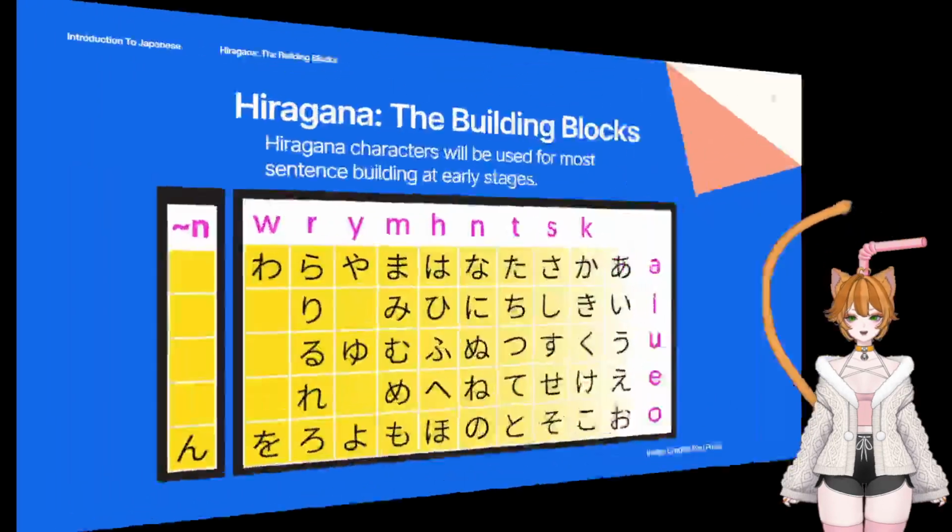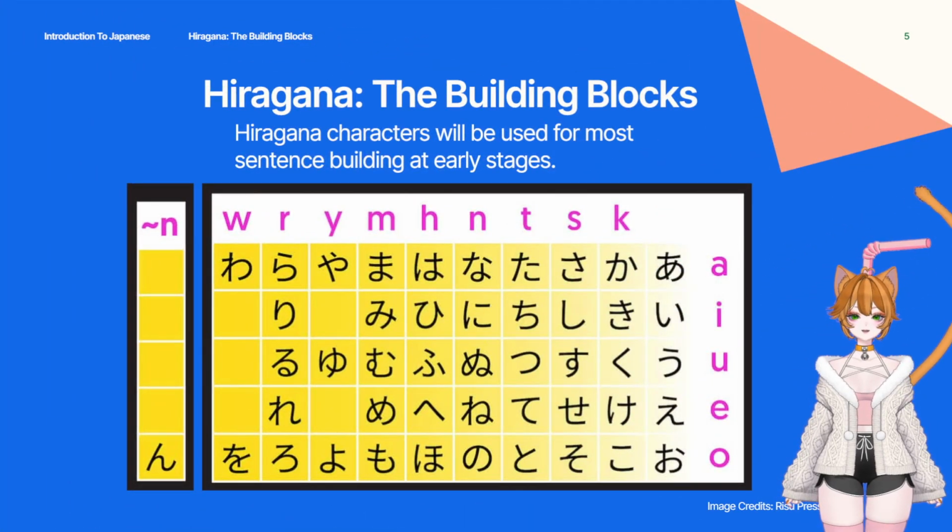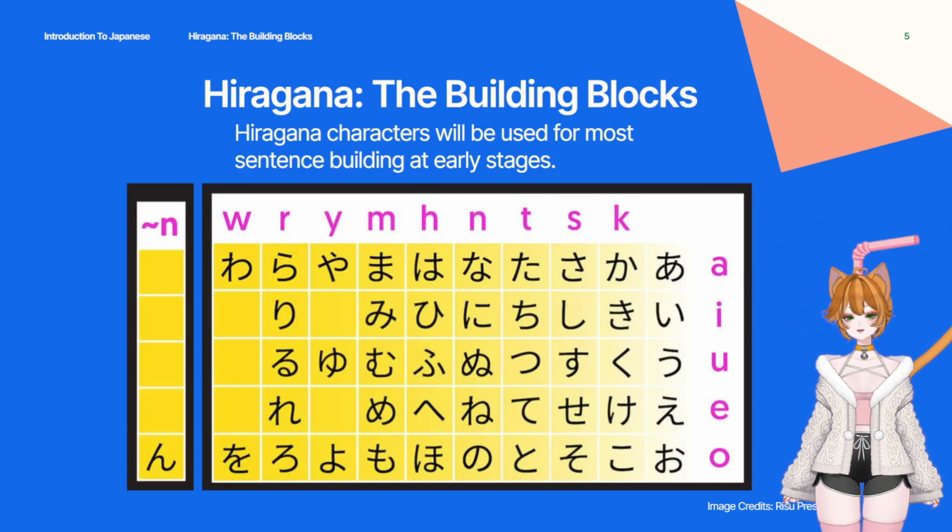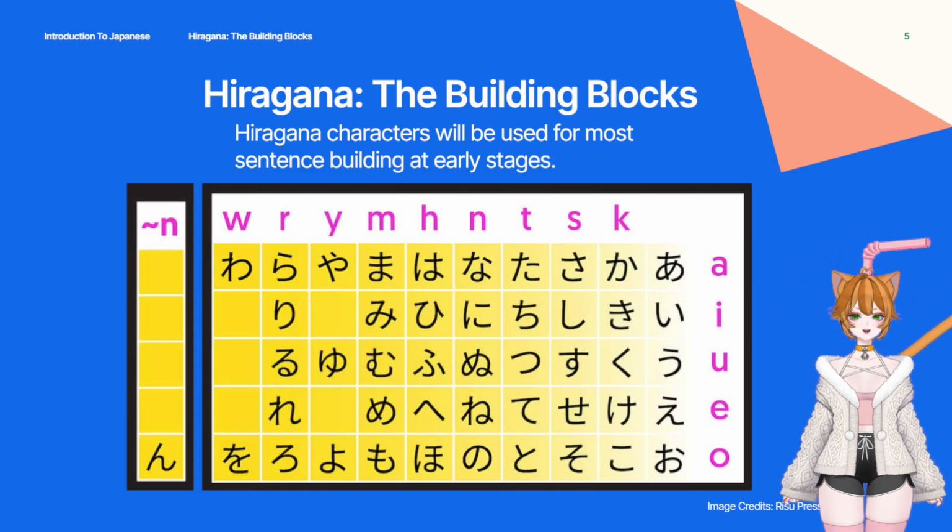So let's go. Hiragana, the building blocks of Japanese. Hiragana will be used for most of our early stage sentence building. Later down the road, we'll start running into kanji, and I believe in the next lesson we will start running into a little bit of katakana as well. But anyways, here is your hiragana chart. I'm going to go through each of these with you, starting with our 5 main vowels. A, I, U, E, O. This is A, I, U, E, O.